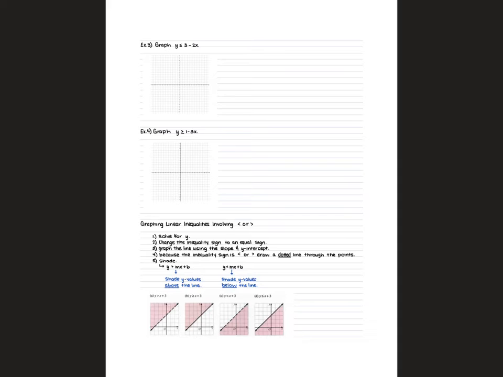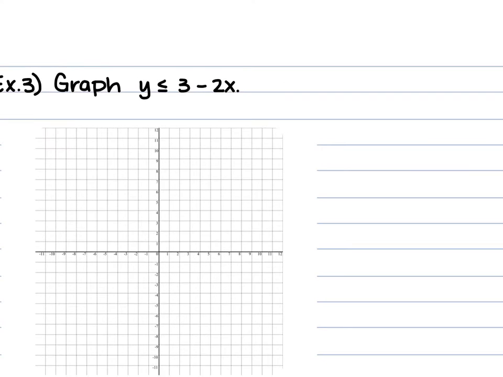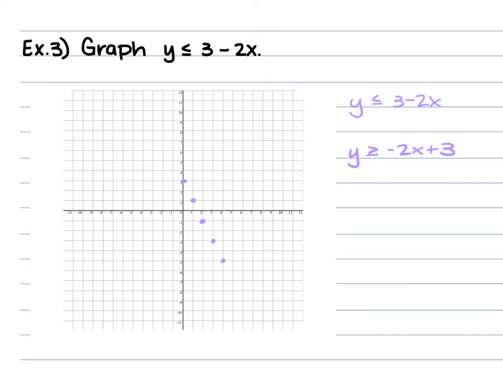For our next example, we have y is less than or equal to 3 minus 2x. So I'm just going to rewrite this to be in slope-intercept form. We're going to swap the 2x and the 3 to be y is less than or equal to negative 2x plus 3. So we have a y-intercept of 3 and a slope of negative 2. So start at 3, then go down 2 to the right 1. And then up 2 and to the left 1.